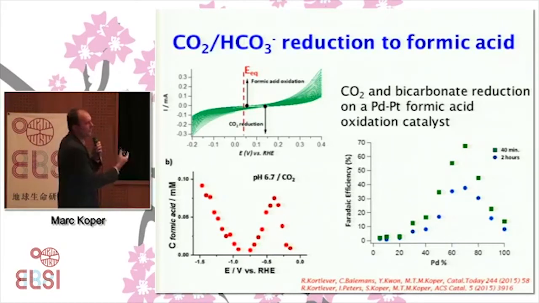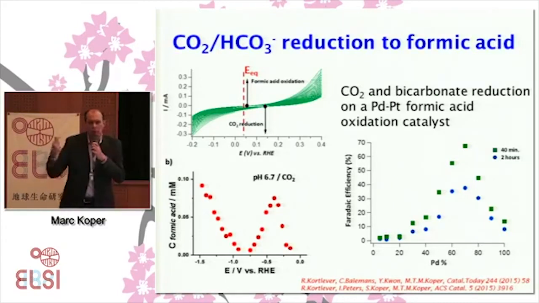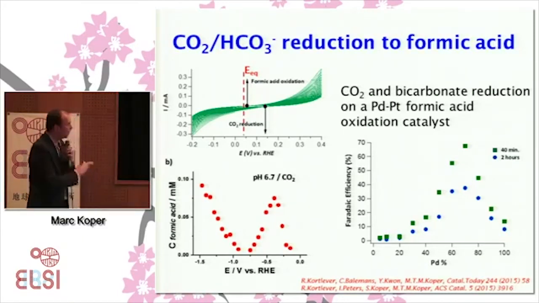And we can do this almost quasi-reversibly. You can see that very close to the equilibrium potential, you start generating formate. This is not a very stable catalyst. It generates also CO, and CO will poison the electrode. But this is just to illustrate the principle.